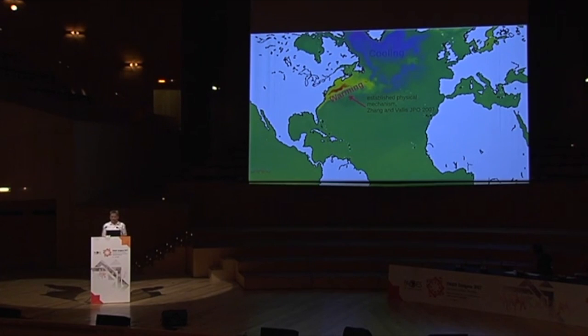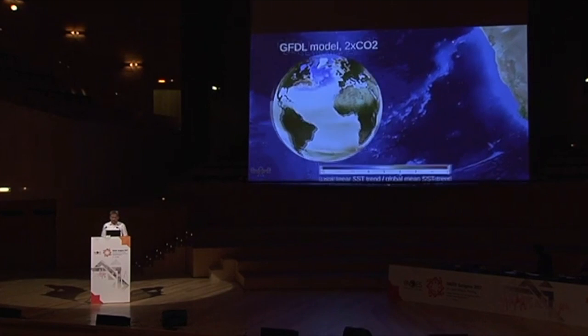And there's also an established physical mechanism behind this, identified in this paper by Zhang and Vellinga in 2007, in that at the point where the AMOC crosses under the Gulf Stream, the vorticity dynamics of this will make the Gulf Stream shift northward when the AMOC weakens. And that is exactly what you can see here. That's a northward shift in the Gulf Stream in response to AMOC weakening.